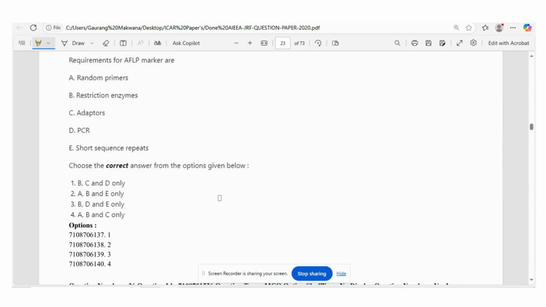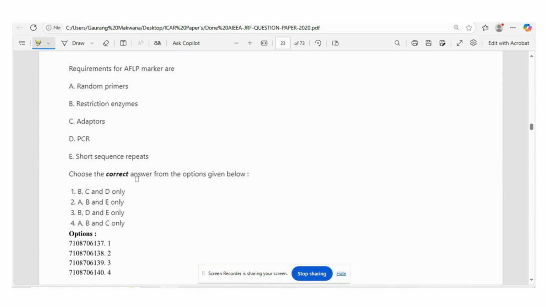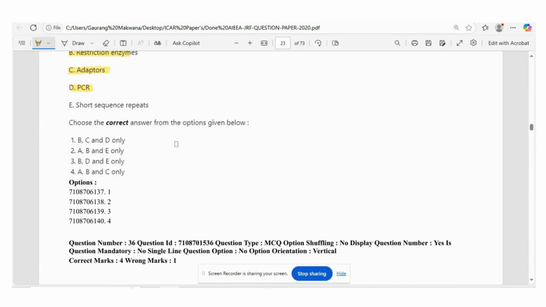Then the requirement of AFLP marker: basically we require a restriction enzyme, adapters and a PCR. These three ingredients are required for amplified fragment length polymorphism. Random primers are used in RAPD. Okay, and short sequence repeats are not related to the field.